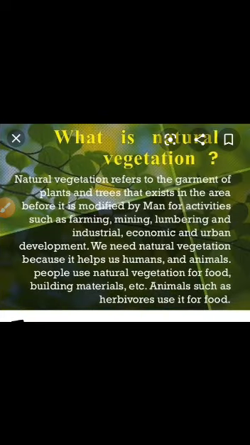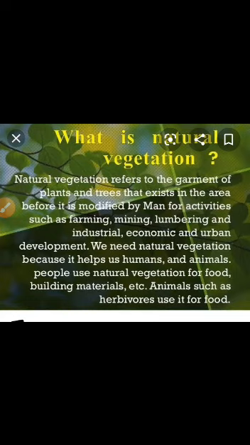What is natural vegetation? Natural vegetation refers to the garment of plants and trees that exists in an area before it is modified by man for activities such as farming, mining, lumbering, and industrial, economic, and urban development. We need natural vegetation because it helps us, humans and animals. People use natural vegetation for food, building materials, etc. Animals such as herbivores use it for food.